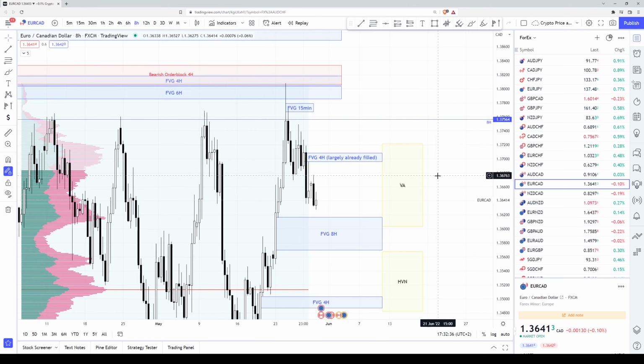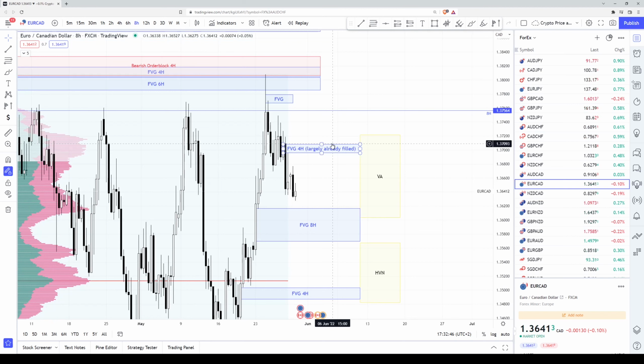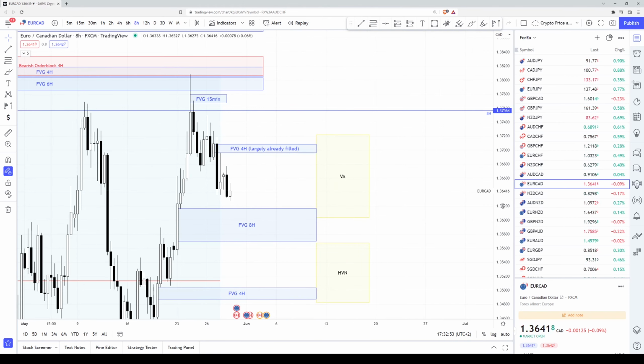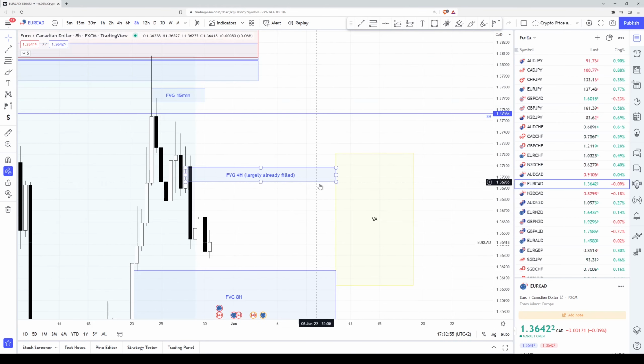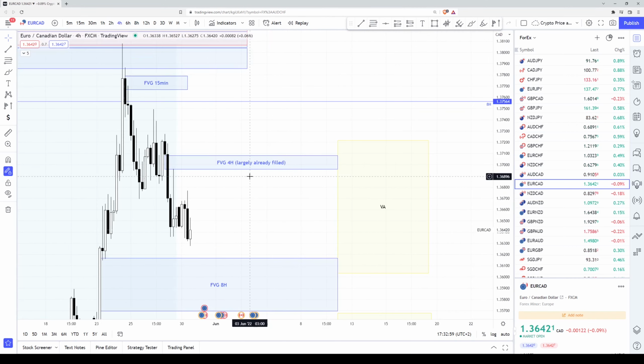I do think that there is a possibility for price to move to the value area high. I'm not a fan of taking the entry way too late, which is why I simply will wait for the possibility, and if it doesn't come, then I'm alright with it as well. For the value area high, we see that there is a fair value gap at the 4-hour, but it already is largely filled.